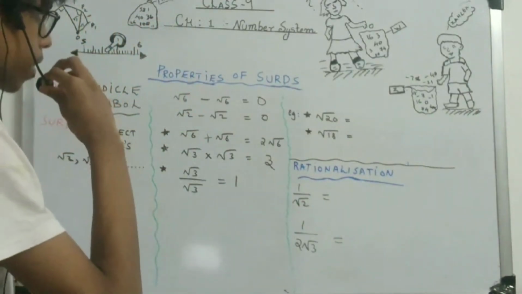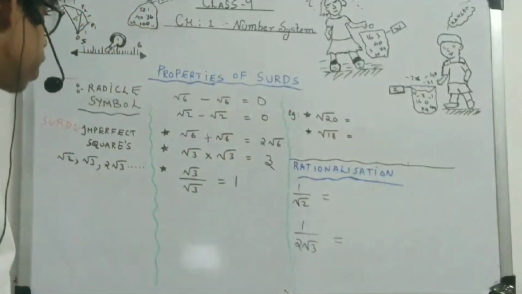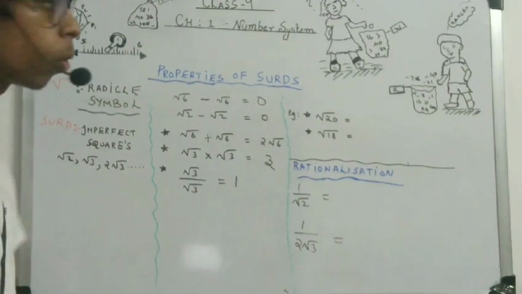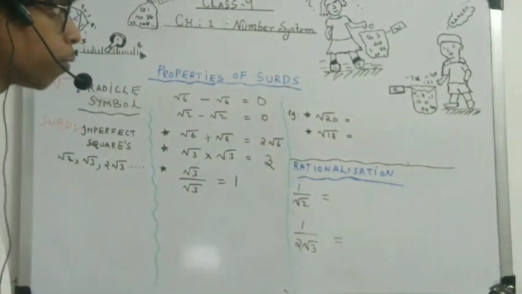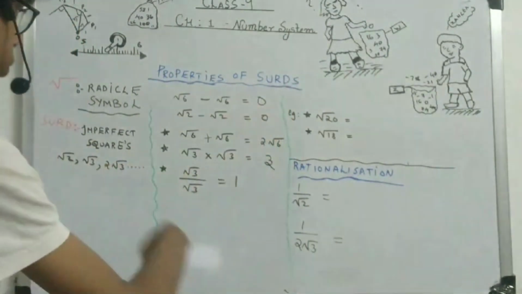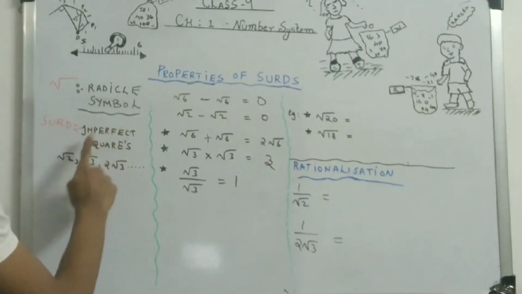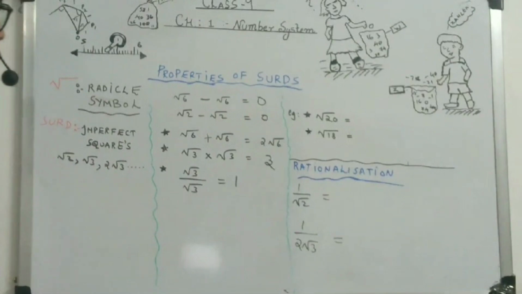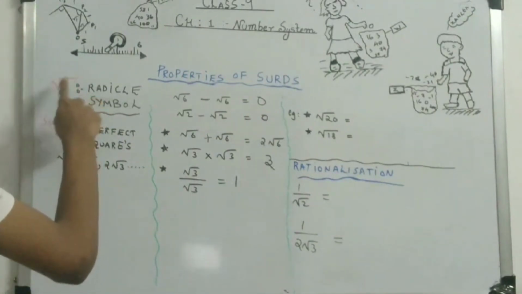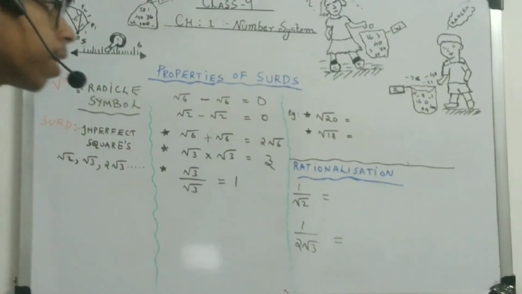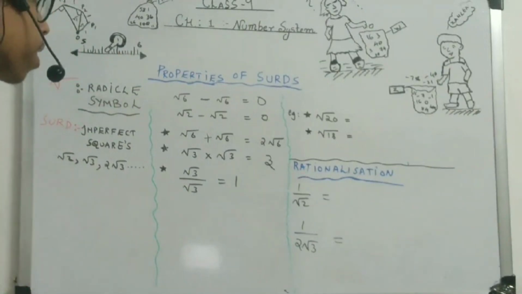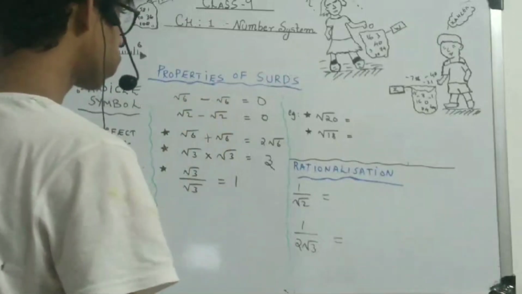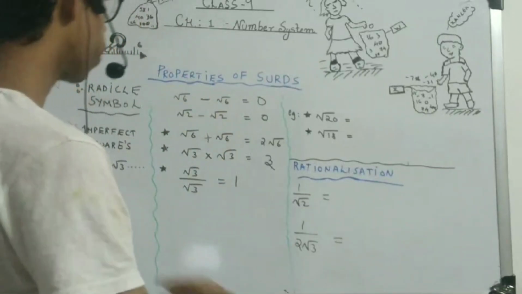Now we will be seeing a few properties of these irrational numbers, that is basically about imperfect squares. Another name for these imperfect squares is surds. A surd means imperfect square, like root 2, root 3, 2 root 3, etc. You have learned in your 8th that this root symbol is also called the radical symbol. Now we will be learning some properties which involve these root symbols. Let us see one by one.